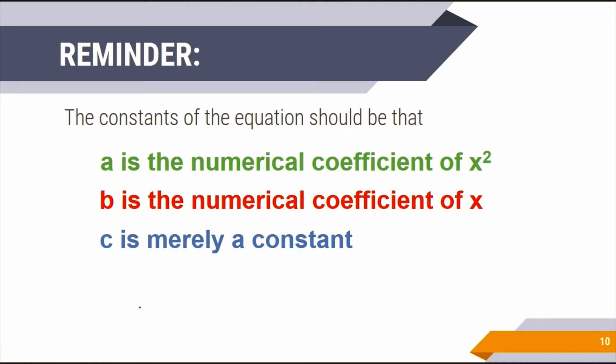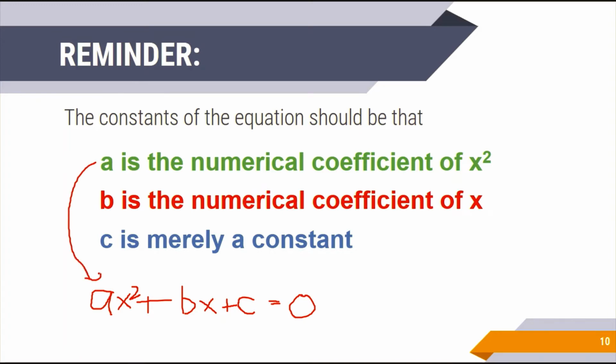So kung babalikan natin ang quadratic equation, we have ax squared plus bx plus c is equal to 0. Okay, so a is the numerical coefficient of x squared. So that means any number na katabi ng x squared, yun yung magiging value ng a.